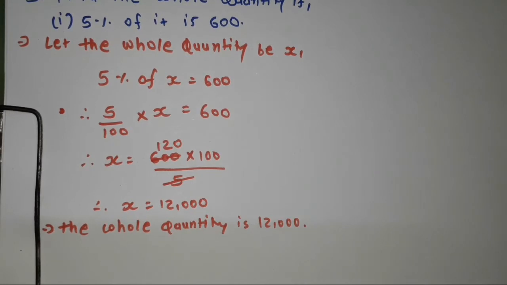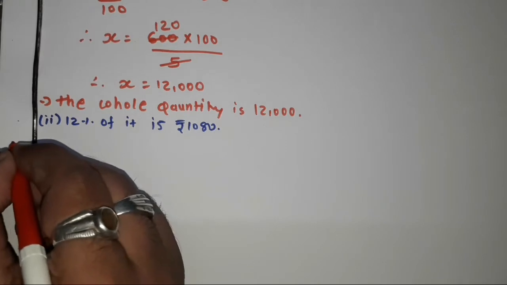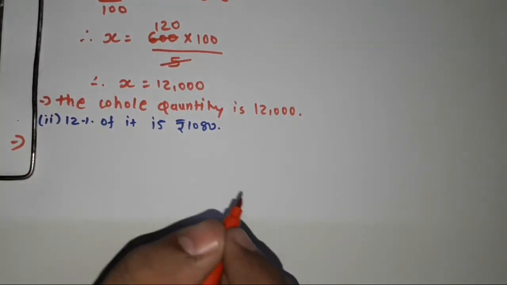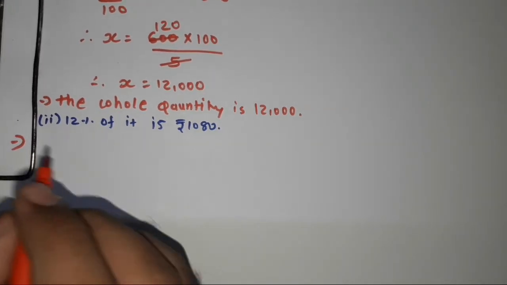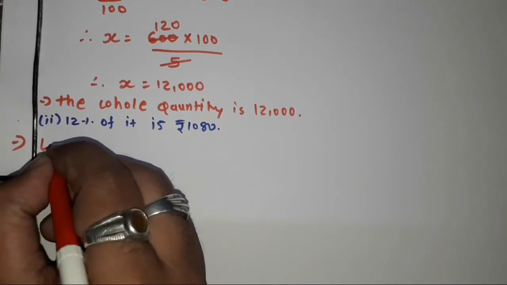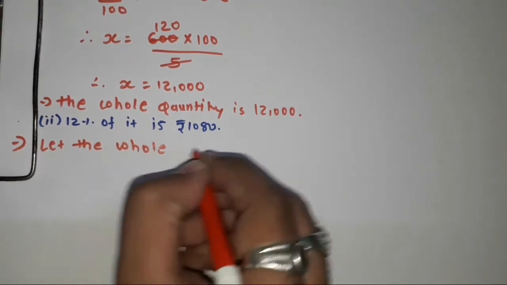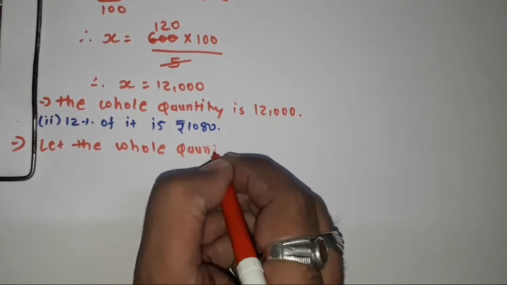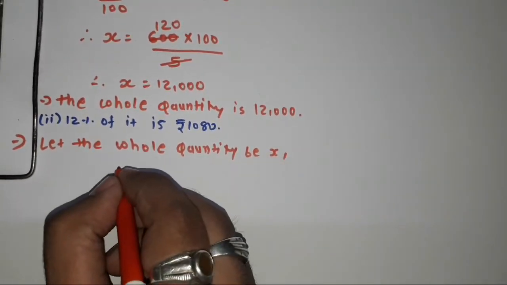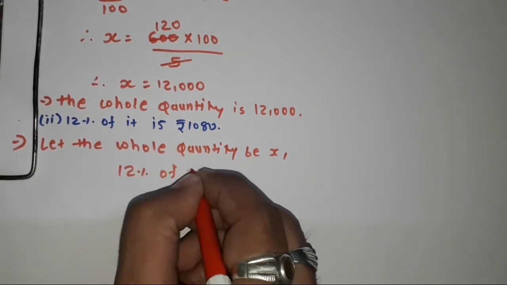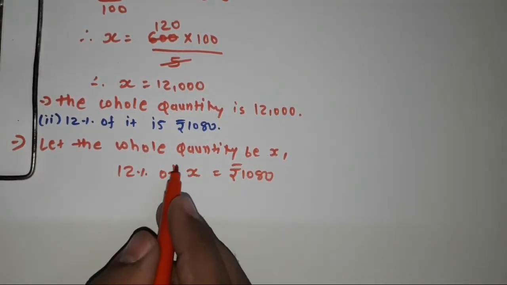Now moving to the next one. The next one: 12% of it is rupees 1080. Again the same method as we did in the first. First we will let, or assume, the whole amount or whole quantity be x. Therefore 12% of x is equal to rupees 1080. Here x represents the whole quantity.